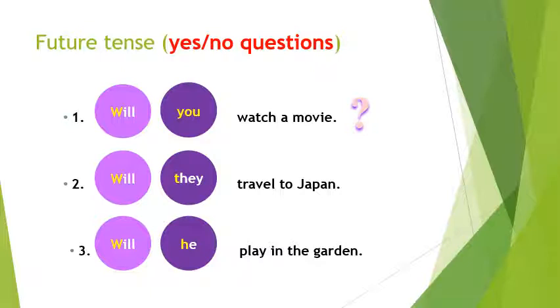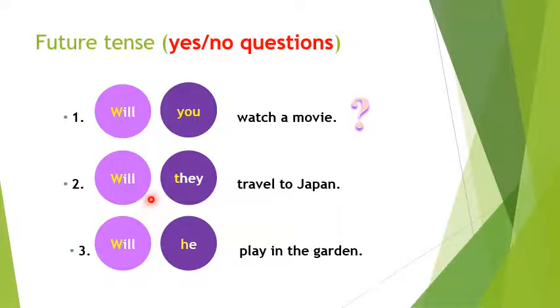I will watch. Then you say, will you watch or will I watch a movie? If you are talking to yourself, then those pronouns you don't need to change. You can change it or you don't have to. Make sure that you add the question mark at the end of the sentence, and the word will, lowercase, you change it to uppercase.